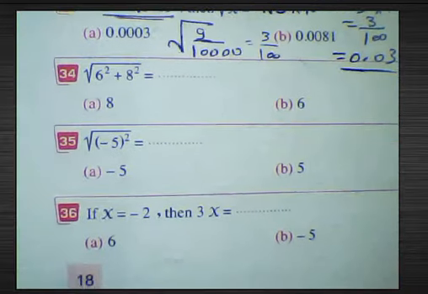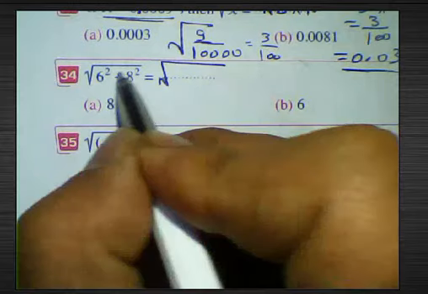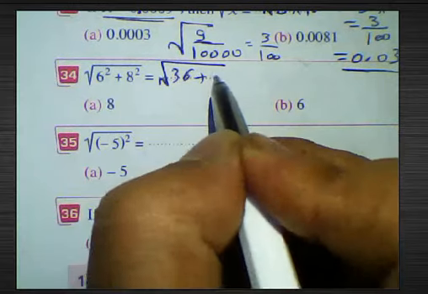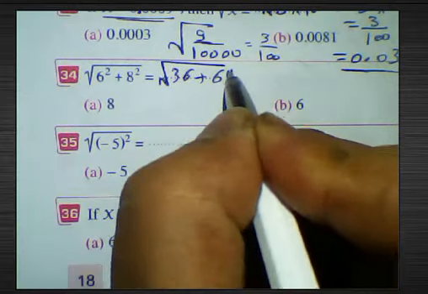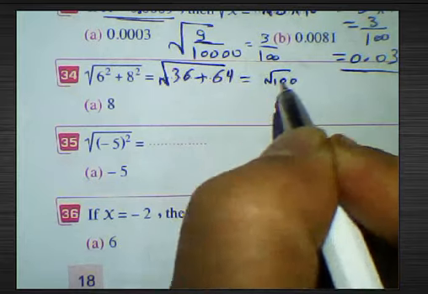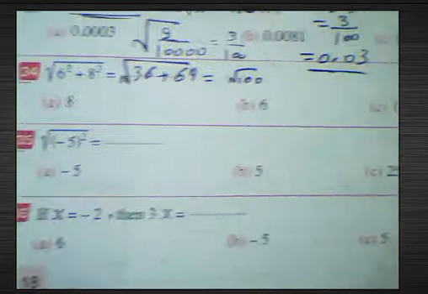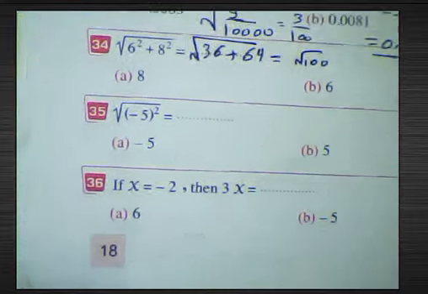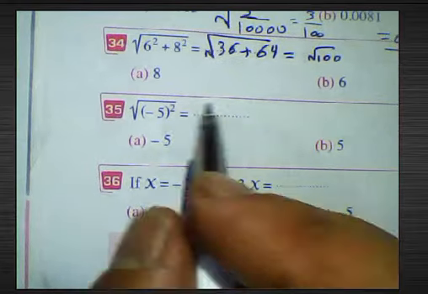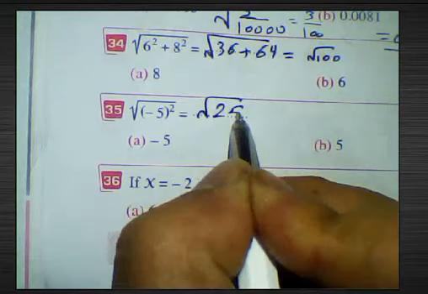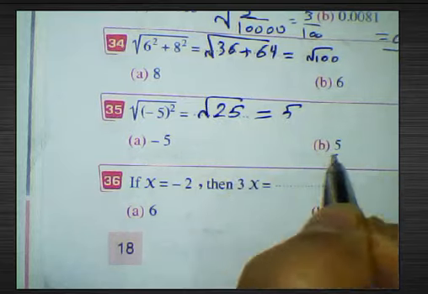And what about this example? The square root of 6 power 2, which equals 36, plus 8 power 2, which equals 64, equals the square root of 100. It will be 10. The square root of negative 5 power 2 will be 25. The square root of 25 equals 5.